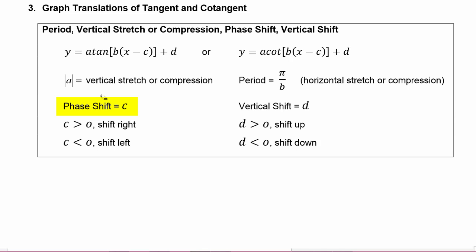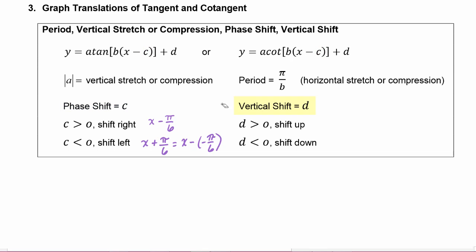Phase shift still comes from letter C, and it's done the same way. C is what comes after the minus sign. So if C is positive, that will be a shift to the right. So remember, if C is positive, then it will look like x minus pi over 6, for example. That means C is positive. If C is negative, it will look like x plus pi over 6, because what really is happening is x minus negative pi over 6.